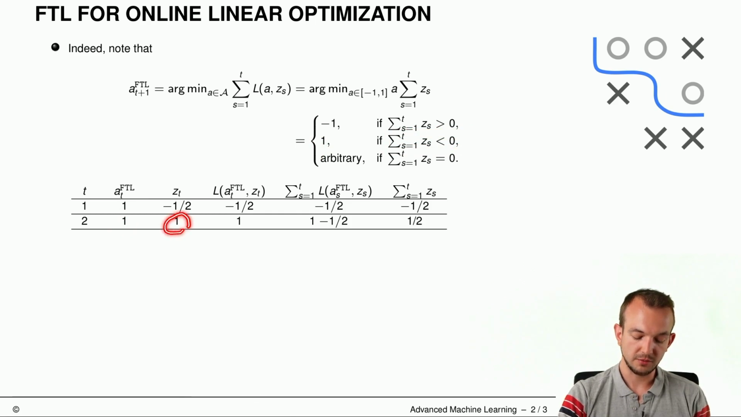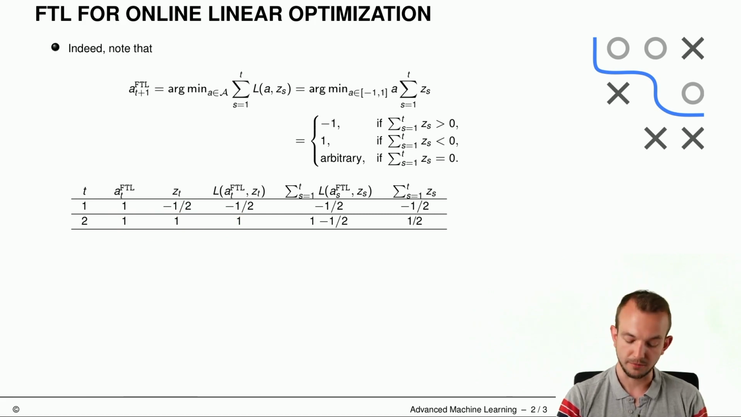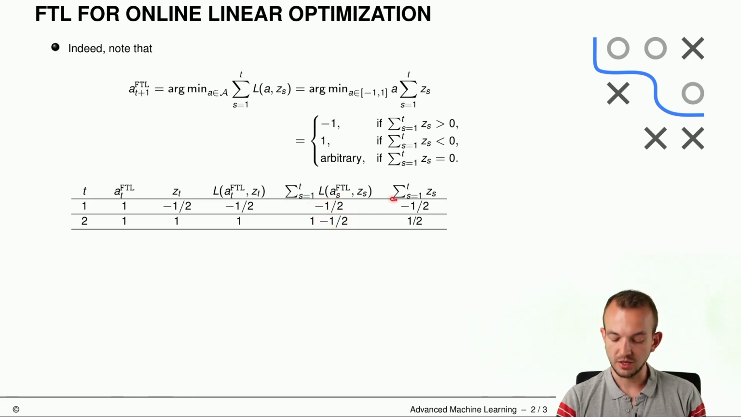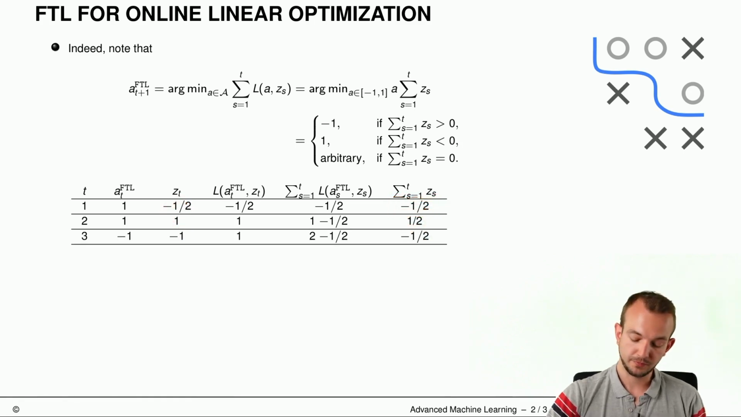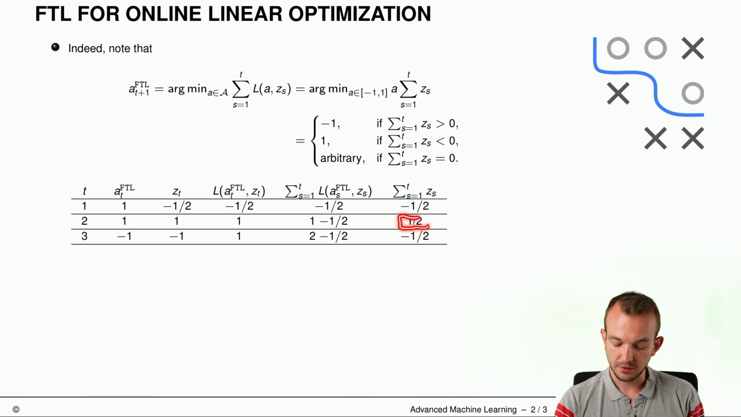Now by construction, the environmental data point will be +1 as well. So if we multiply the two, we get a linear loss of 1. 1 times 1 is 1. So what happens with our cumulative loss? Well, we have to add the 1 to the previous cumulative loss, which was -1/2. We keep track of the sum over the environmental data points, so we have to add to this -1/2 the 1 here, and we get a +1/2.